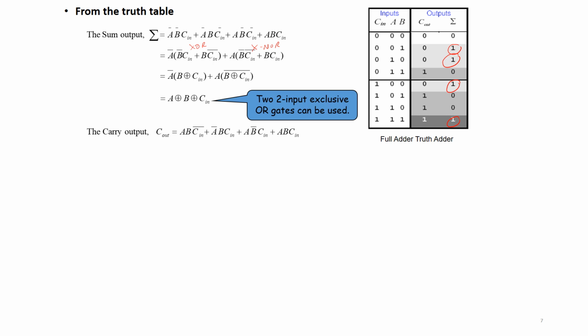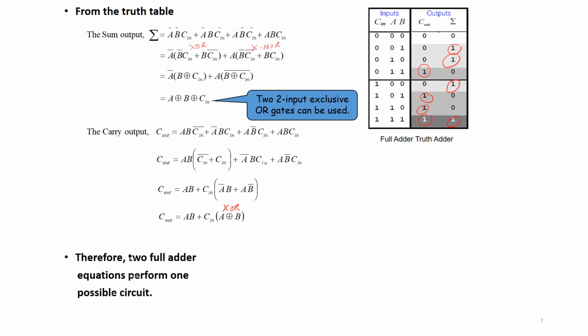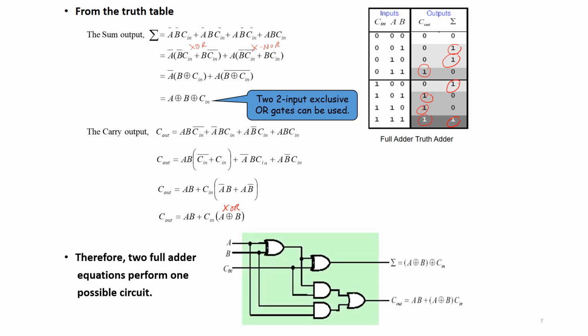For the carry output, we similarly have four ones in the Cout, which can be translated into four SOP terms. We figure out that we can make it simpler, and in this way we have AB plus C in AND with A XOR B. Therefore, we can use these two full adder equations to perform one possible circuit, and this is the resulting circuit in our block diagram of the full adder with 3 inputs.